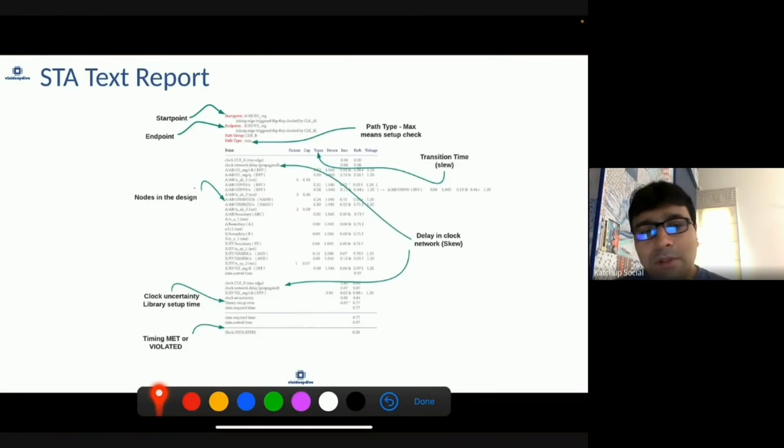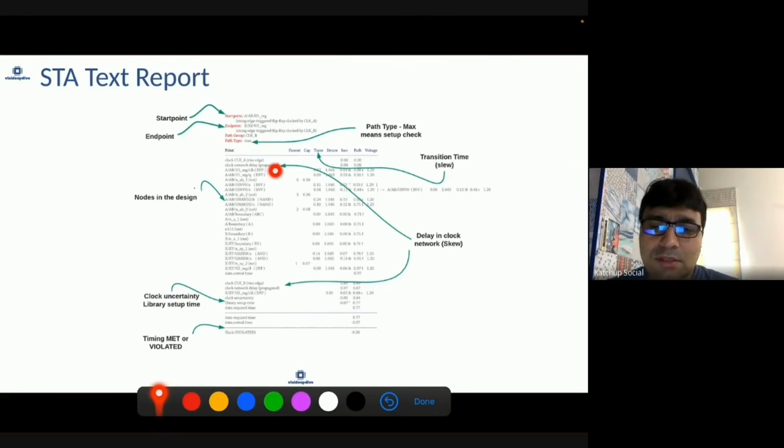Here is an example of an STA-based timing report. So there is a start point. We know what a start point is. It is mentioned here. Then there is an end point that is mentioned here. Path group is basically which clocks are timing this path. What is a path type? Max means the path is a setup check, while min means it is a hold check. At the bottom, it will tell you the clock edge. What is the delay on the clock network? It says propagated. That means clocks are propagated.